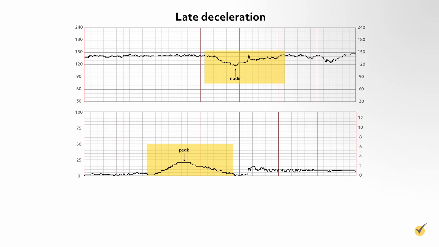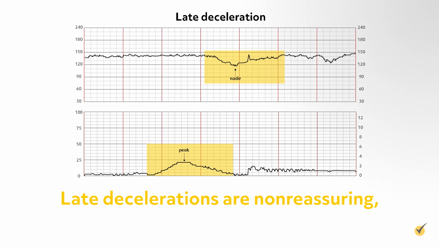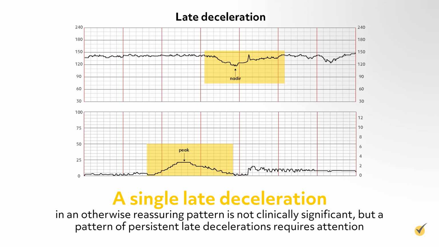Late deceleration of the fetal heart rate is a gradual decrease of greater than 30 seconds to nadir and return to baseline associated with a uterine contraction, but the nadir occurs after the contraction. Late decelerations are non-reassuring, indicating uteroplacental insufficiency. A single late deceleration in an otherwise reassuring pattern is not clinically significant, but a pattern of persistent late decelerations requires attention.